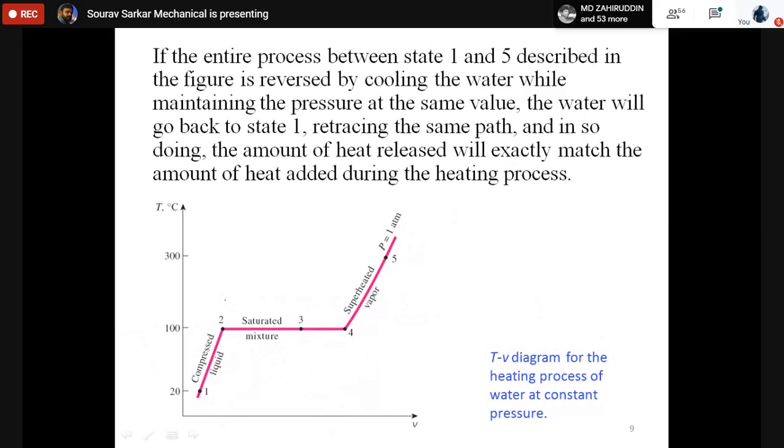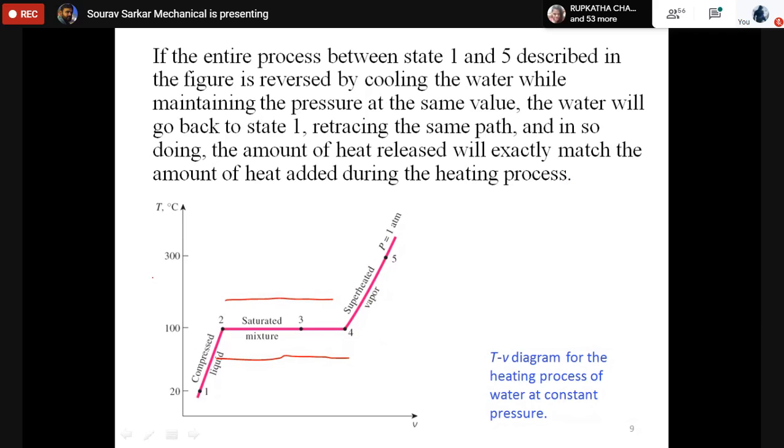So if it is happening at 5 atm, the horizontal line will lie somewhere there. If you are doing it at lower pressure, the horizontal line will be somewhere there. Do you get my point? What I'm trying to say?